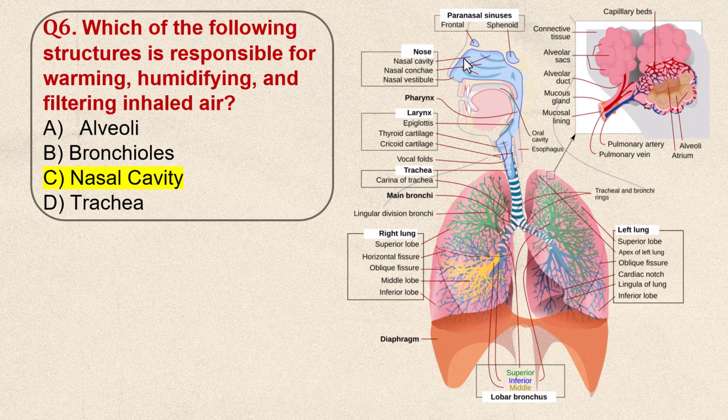You can see this is the nose and this is the nasal cavity area. The nasal cavity is lined with mucous membranes and cilia which trap particles, warm the air through extensive vascularity, and humidify it before it reaches the lower respiratory tract. On the other hand, the alveoli are for gas exchange. You can see this is a smaller part in the lungs where the gas exchange occurs, and these are the bronchi, which branch into bronchioles. These bronchioles are smaller airways. And the trachea, you know that this is the trachea, the windpipe, primarily conducting air.